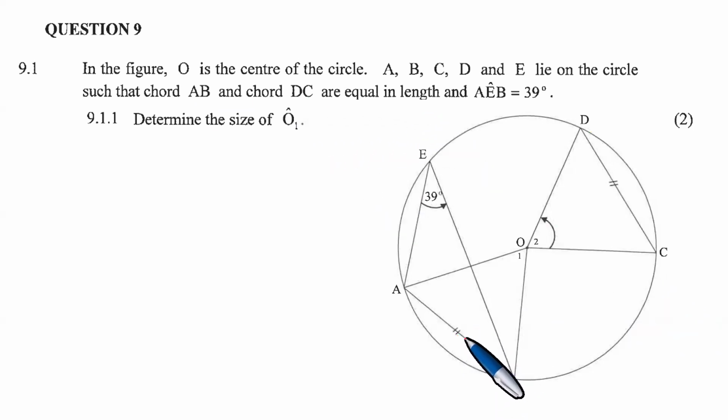By good luck, the examiner marked them equal here. These questions were taken from a past exam paper, and the examiner marked these angles equal for the students. Moreover, the angle AEB equals 39 degrees, and this is the angle that equals 39 degrees. We want to determine the size of angle O1. What is the size of the angle O1?